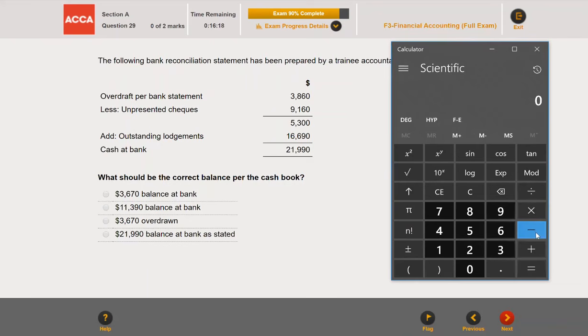Overdraft per bank statement, which should be a credit balance, which should be a minus. And then unpresented checks. Unpresented checks is also a minus. And then outstanding lodgements. Outstanding lodgements is a plus. So 1690. So the balance is minus 3860 minus 9160 plus 16690. So it becomes 3670 positive balance. So it is a balance at bank, not overdraft.